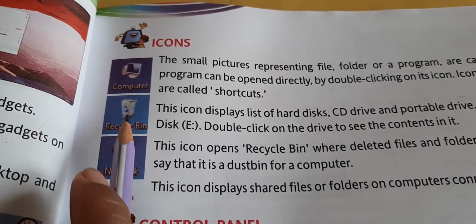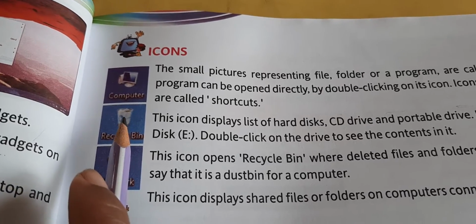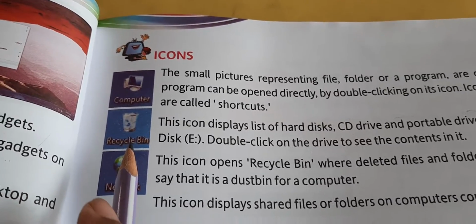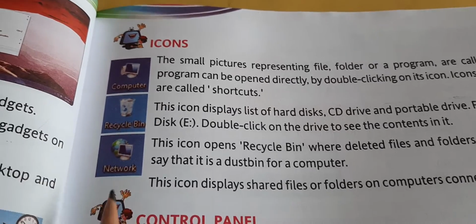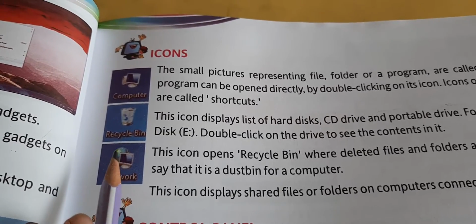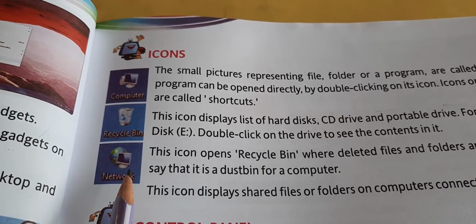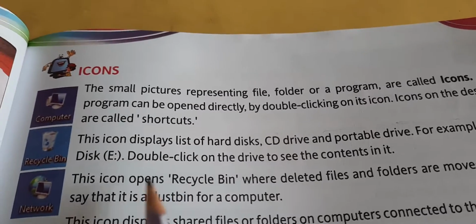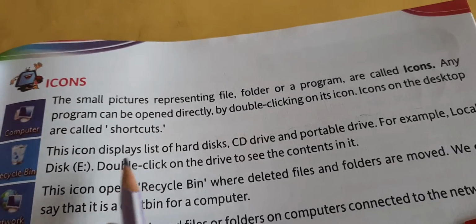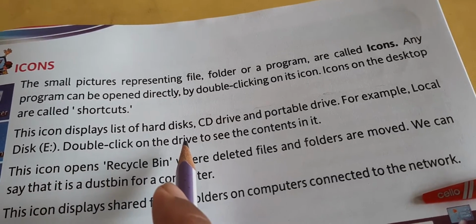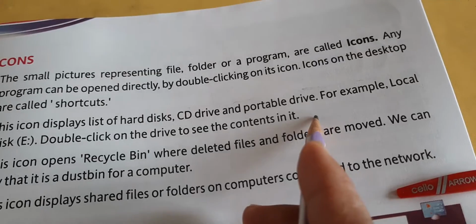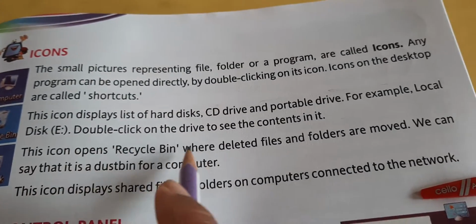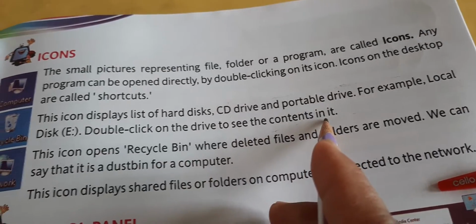Recycle bin, a bin is shown, and when things are there in it, it is filled up, and when there is nothing in it, it is empty. Network, you can see globe as well as computer system means network. It is depicting network. Now, this icon displays list of hard disks, CD drive and portable drive. For example, local disk E. Double click on the drive to see the contents in it.